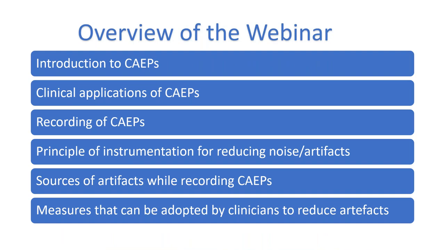So, to start off, the overview of the webinar is going to be this way. I'm going to talk very briefly about cortical evoked potentials, what is it, and then the clinical applications of it, then how do we record it, and to talk about artifacts, we should know a little bit about the instrumentation, which I'm sure all of you are familiar with. So I'm going to revise the instrumentation, how the instrumentation reduces noises or artifacts. And then what are the major sources of artifacts and what can we do when we encounter artifacts?